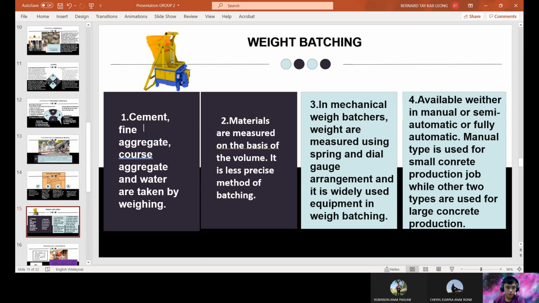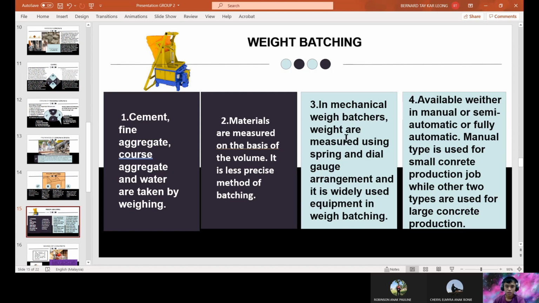Okay, the first one of the wet batching is cement, fine aggregate, coarse aggregate, and water are taken by weighing. The second one is materials are measured on the basis of the volume. It is a less precise method of batching.